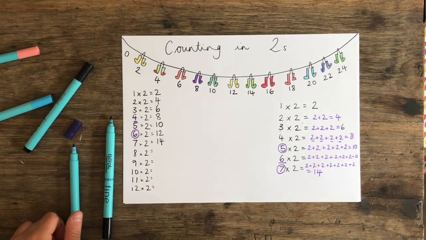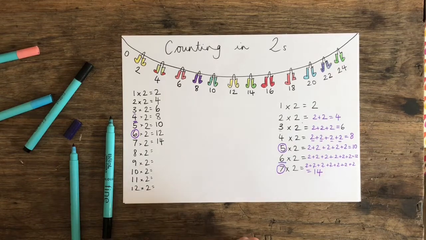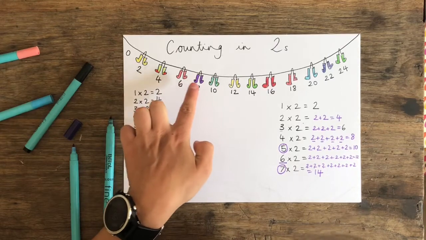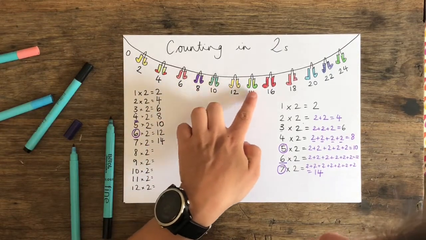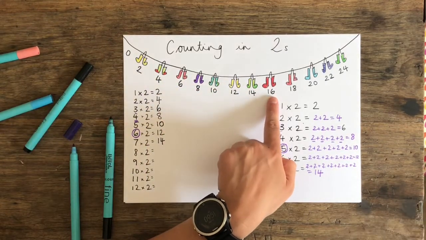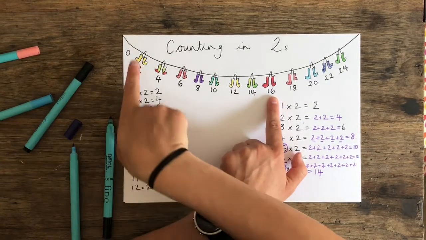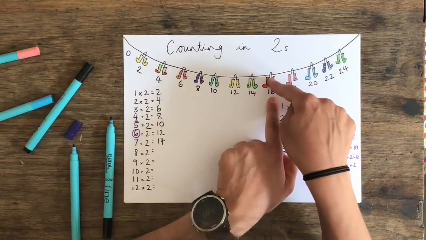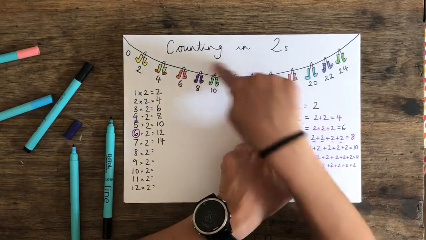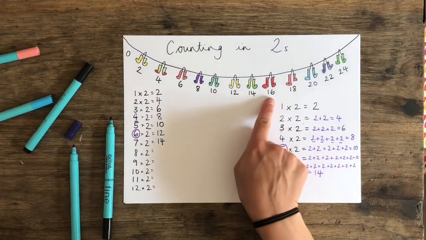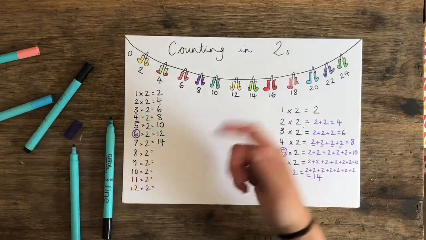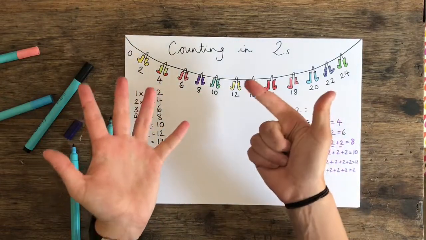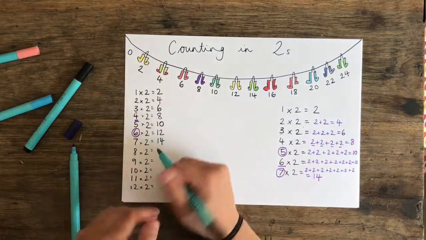8 times 2. Oh my goodness, the numbers are getting really big now. 8 times 2. 2, 4, 6, 8, 10, 12, 14, 16. Am I right? Let's check if I've got 8 pairs. 1, 2, 3, 4, 5, 6, 7, 8. Because I've got 8 pairs of 2. And 8 times 2 is 16. I could count my fingers to help. 2, 4, 6, 8, 10, 12, 14, 16. We were right.